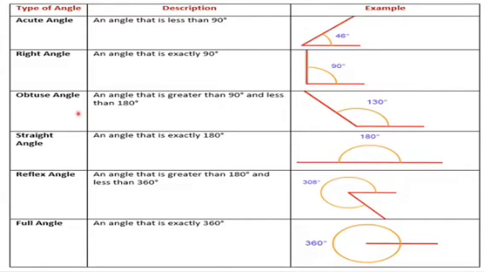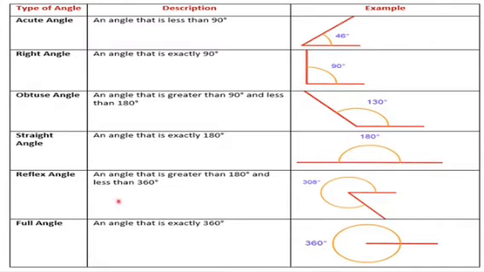Now the third type is obtuse angle, an angle that is greater than 90 and less than 180 degrees. For that you just give an example anywhere from 91 to 179 degrees. You can give any of the angles as an example for obtuse angle. I have taken 130 degrees as an example here. Then straight angle, an angle that is exactly 180 degrees. So at 180 degrees exactly, you get a straight angle.